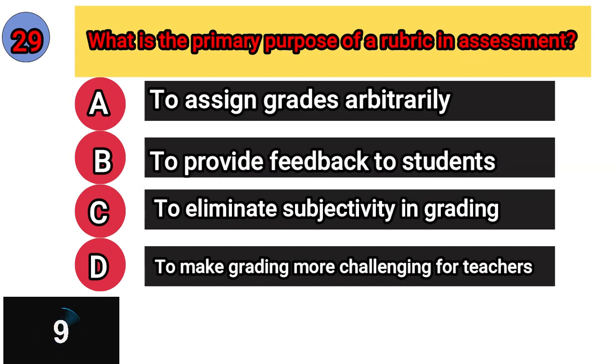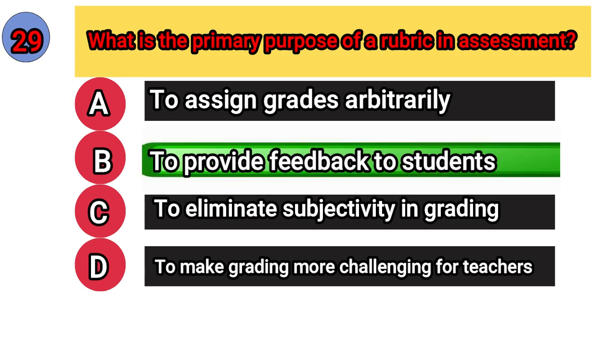What is the primary purpose of a rubric in assessment? To assign grades arbitrarily, to provide feedback to students, to eliminate subjectivity in grading, to make grading more challenging for teachers. Correct option is B, to provide feedback to students.